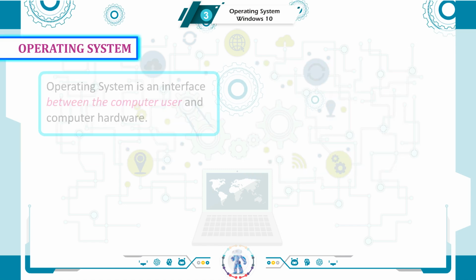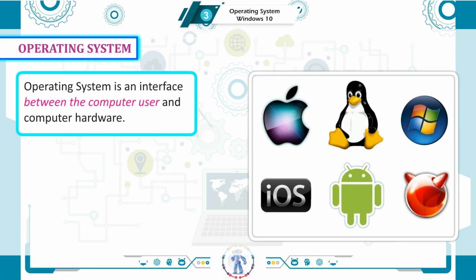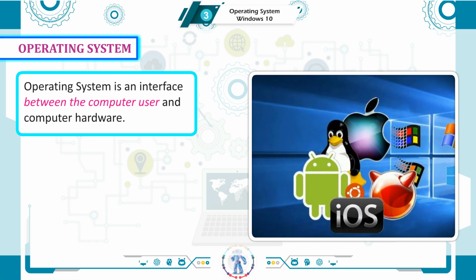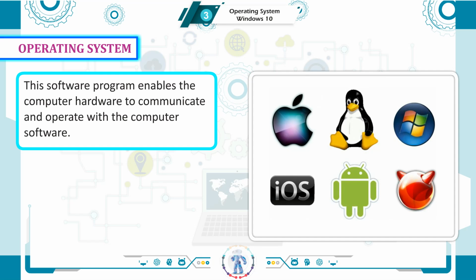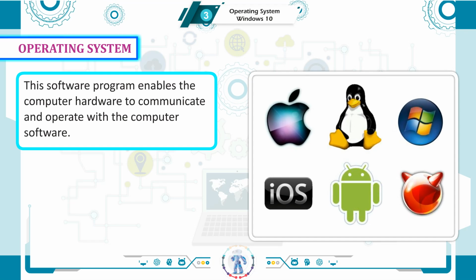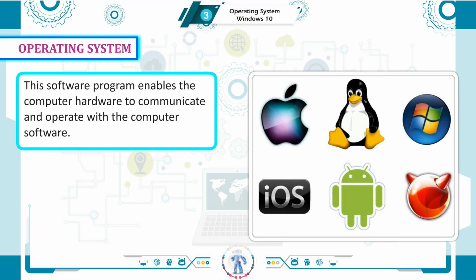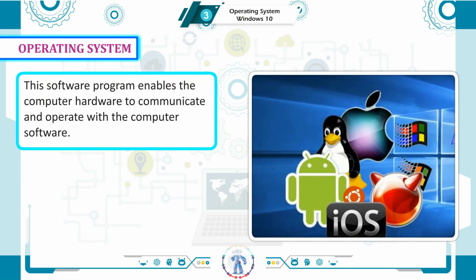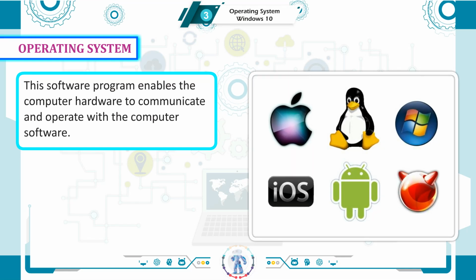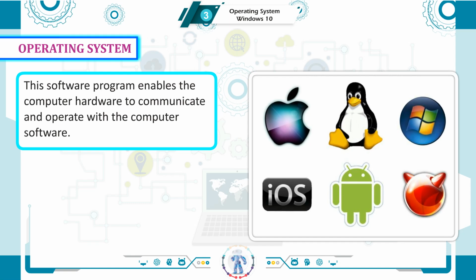Operating System. Operating system is an interface between the computer user and computer hardware. This software program enables the computer hardware to communicate and operate with the computer software. Without a computer operating system, you are not able to use the computer hardware.